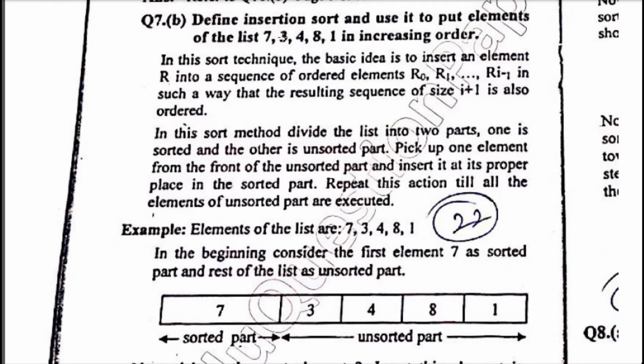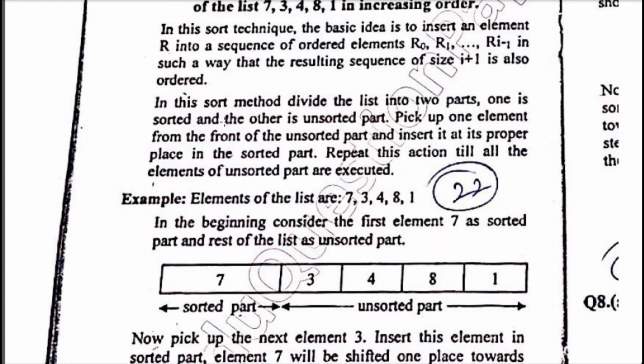With the help of insertion sort, the basic idea is to insert an element Ri into a sequence of ordered elements, say R0, R1 up to Ri minus 1, in such a way that the resulting sequence of size i plus 1 is also ordered. When we add the element Ri to this sequence, the resulting sequence will be R0, R1 up to Ri minus 1, Ri. Here our order is increasing order.